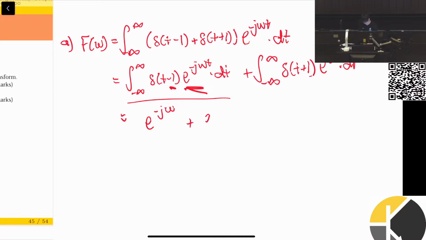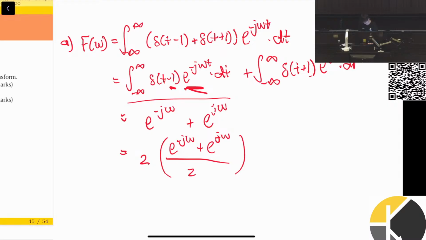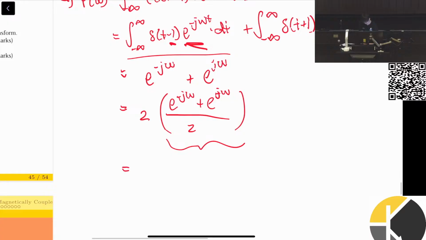Similarly, this will be e to the j omega. And if I want to simplify that, I can use Euler. So if I factor out a 2, then I know this will become like so. And do we remember what this is as a trigonometric function? Cos, yeah, cos. So this will be 2 cos omega, which is our final answer.